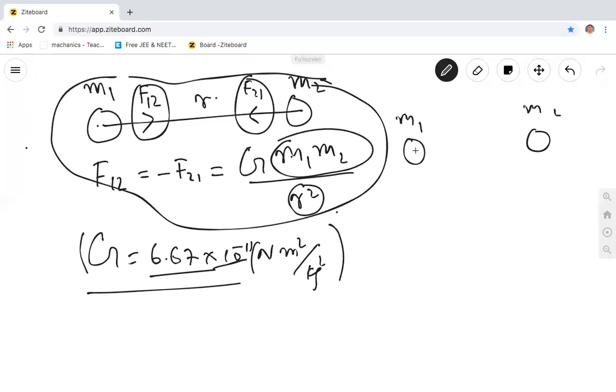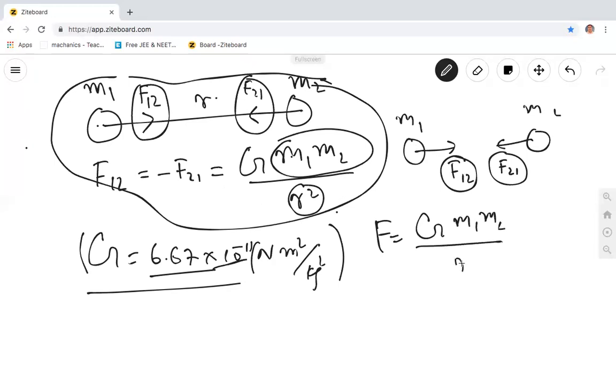This mass attracts this mass, and this mass attracts this with force, maybe F12 and F21, and their magnitude is the same. So what is the force? Force is G M1 M2 by R squared.